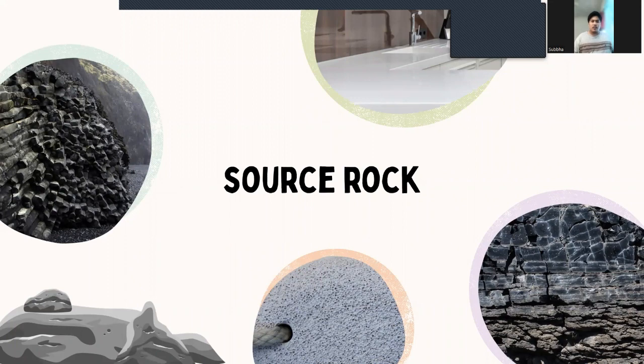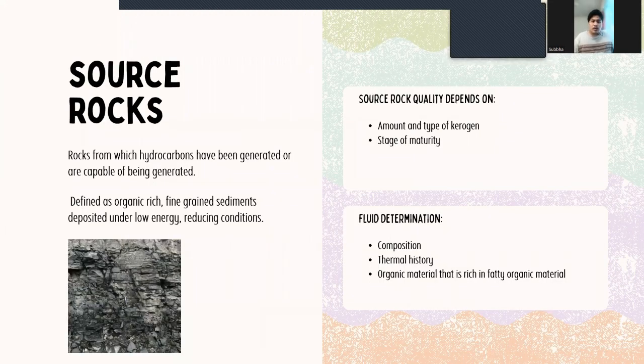Okay, for the source rock. Source rock is defined as rock from which hydrocarbon have been generated or are capable of being generated. Source rock is also defined as organic-rich, fine-grained sediment deposited under low energy reducing condition. So source rock quality depends on amount and type of organic matter and stage of maturity. For the fluid determination, they are the fluid composition, thermal history, and organic material that is rich in fatty organic material.